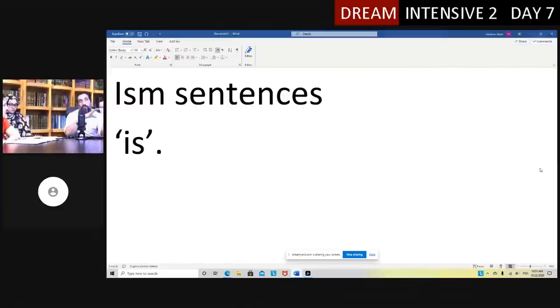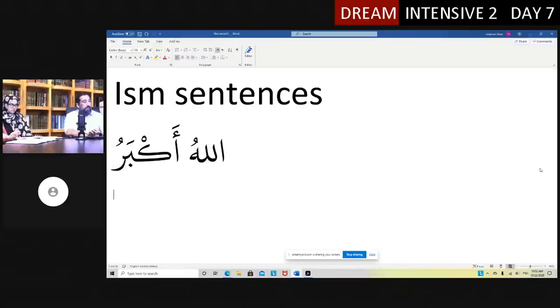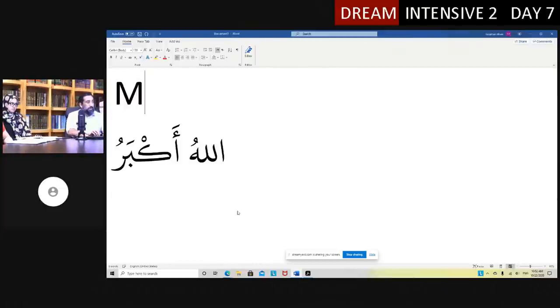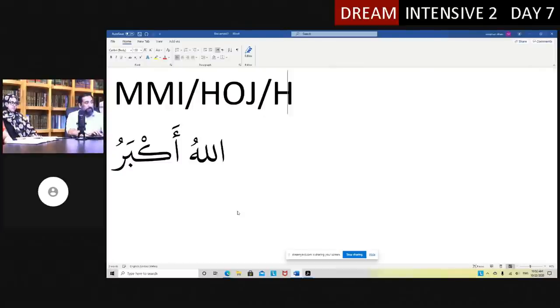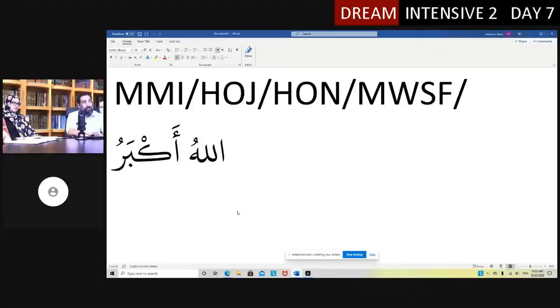So after you learn your five fragments, the next thing to start getting used to is sentences. There are two kinds of sentences. I keep saying fi'l sentences and ism sentences, but we did five fragments using the ism. So we're going to do ism sentences. Now, ism sentences are pretty easy to spot. Let's start with Allahu Akbar. We learned five fragments. I'm going to put them on the side here so we can reference them over and over again: mudaf, mudaf ilayhi, harf of jar, harf of nasab, mawsuf and sifa, and then ismu ishara, musharun ilayhi. Those are the five.